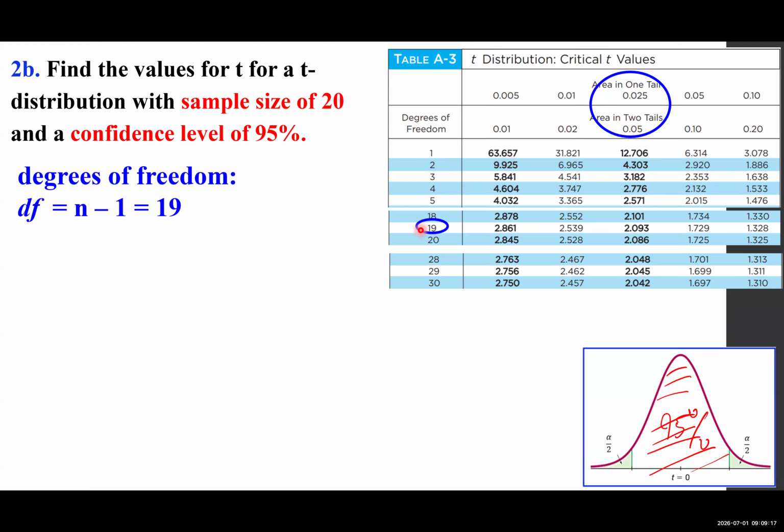So putting these two together, this row and this column give us this number. And this is plus minus. Why is that? This one is negative of this value, negative 2.093, and this one is positive of the same value, plus minus 2.093. So that's pretty straightforward.